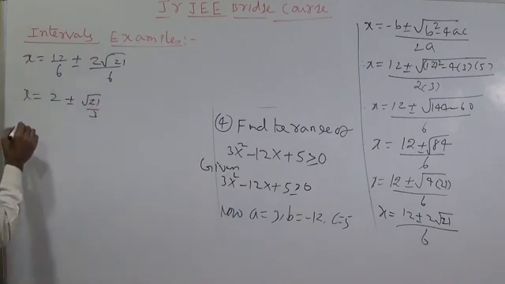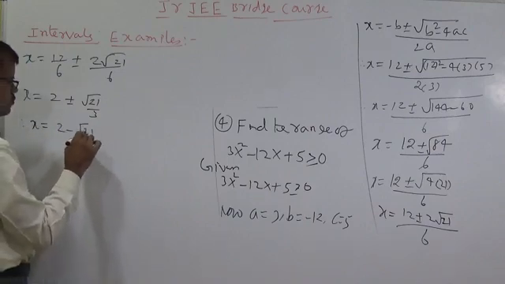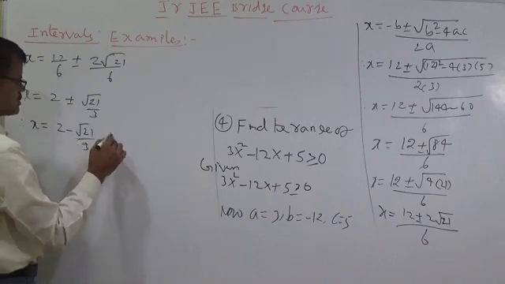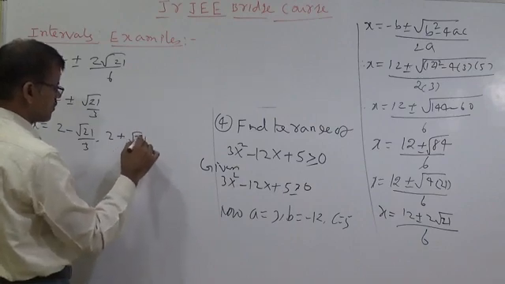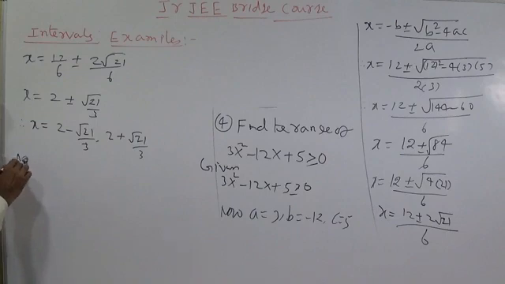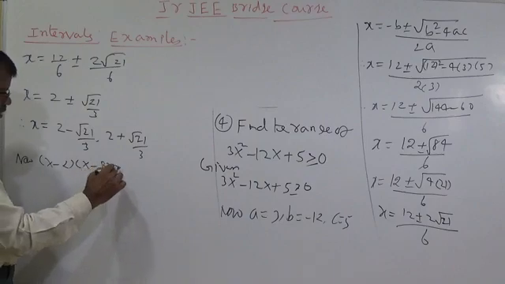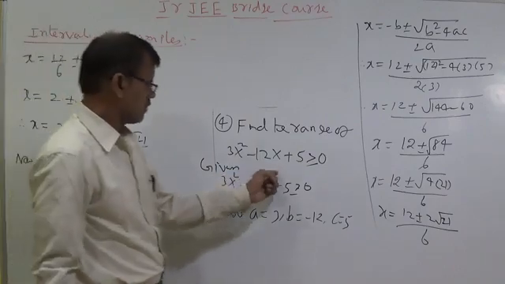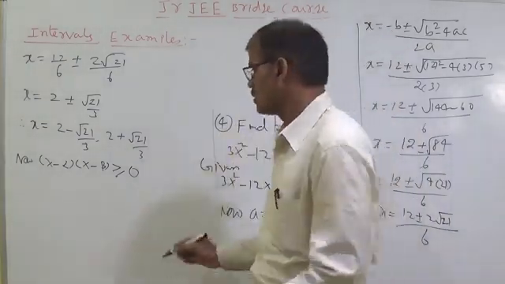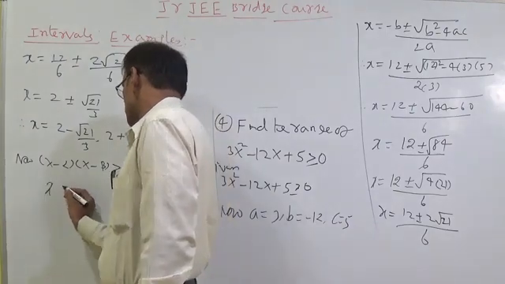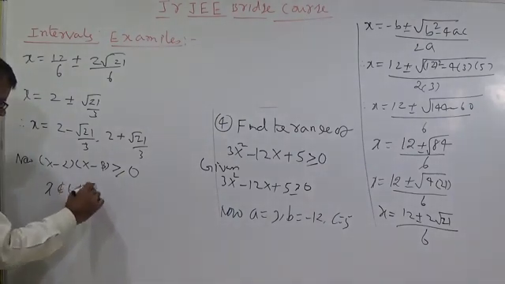Now you can understand here the x has two values, two roots we have: x is equal to 2 minus root 21 by 3 and 2 plus root 21 by 3. Now you can use the formula: x minus alpha into x minus beta greater than or equal to 0. Whenever x minus alpha into x minus beta is greater than or equal to 0, we can understand that x does not belong to the open interval alpha comma beta.